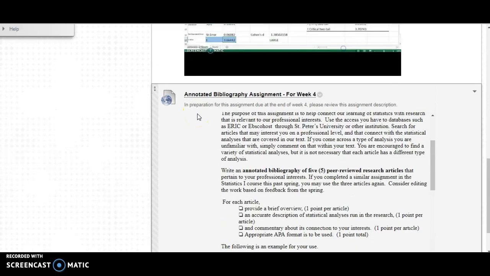So it's not due until the end of week 4, but I thought it'd be a good time for you to take a look at it now. If you just had me back in the spring, read the section carefully, and note that you do not have to find 5 new articles. You had 3 articles back in the spring. If you like, you just find 2 more and add them to the assignment you had back in the spring.